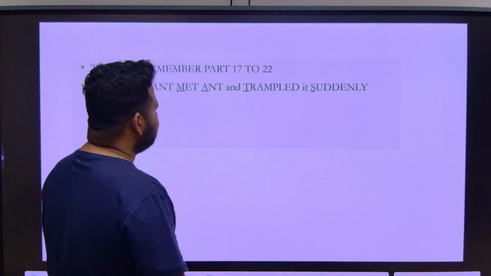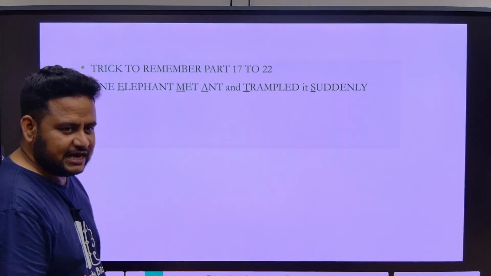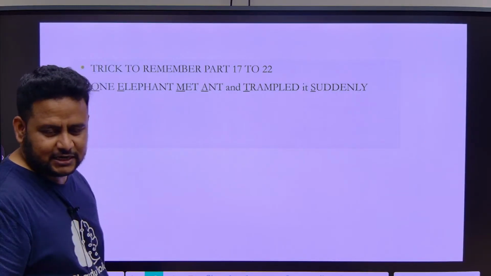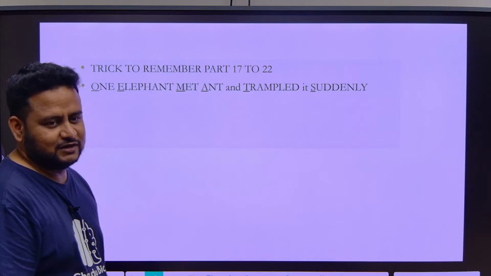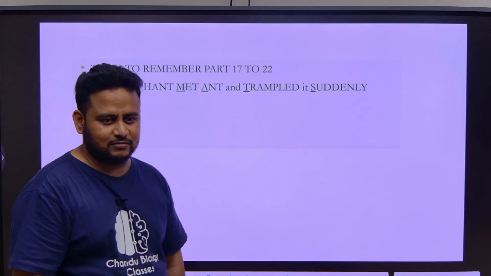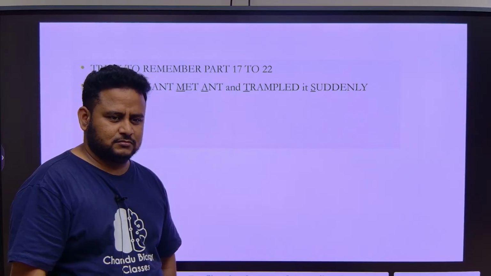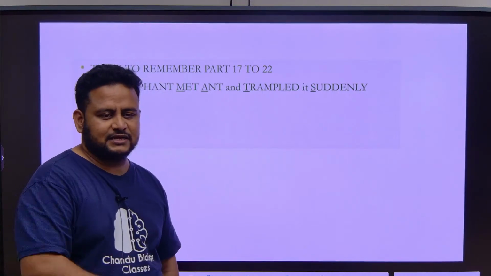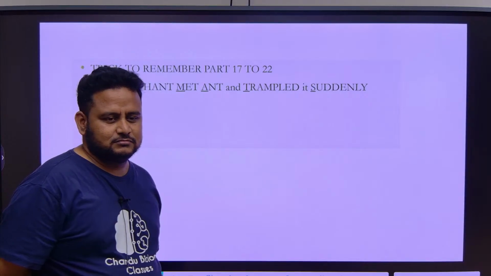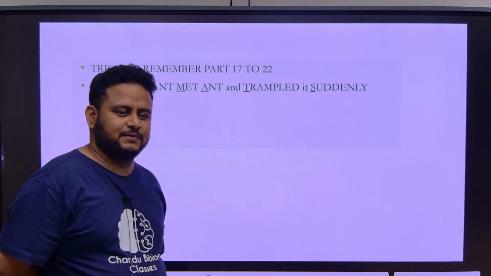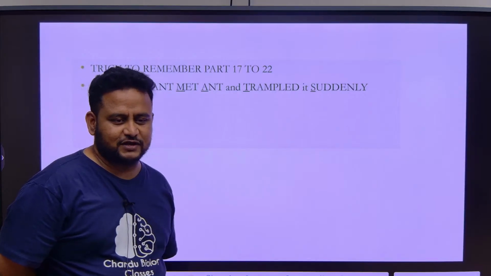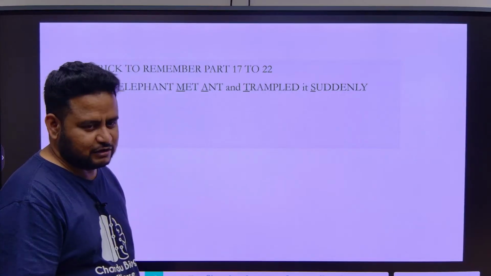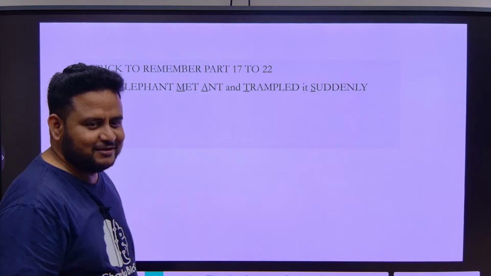One elephant met an ant and trampled it suddenly, because the ant may look very small. But if it comes onto the body of the elephant and the elephant cannot take it out, it can make the elephant bleed by biting. It can make you bleed also. If you are not able to find where the ant is, it can keep on biting. So whenever you see an ant, make sure you are away from it or trample it. I am not against ants, I am telling this for you to remember the thing.